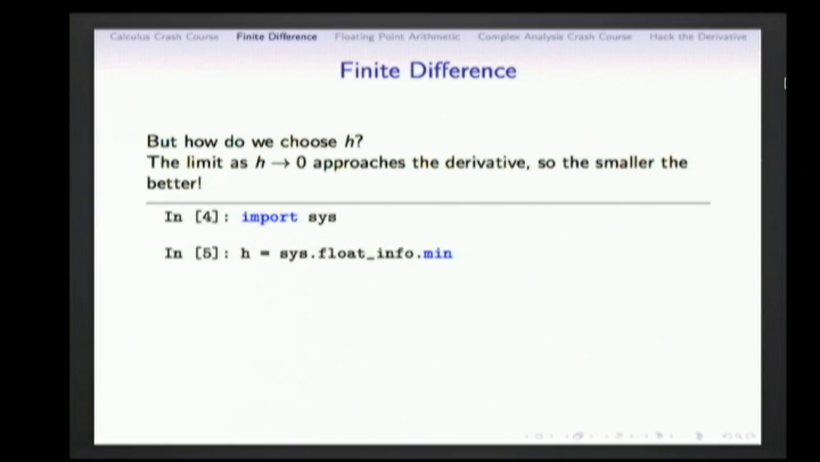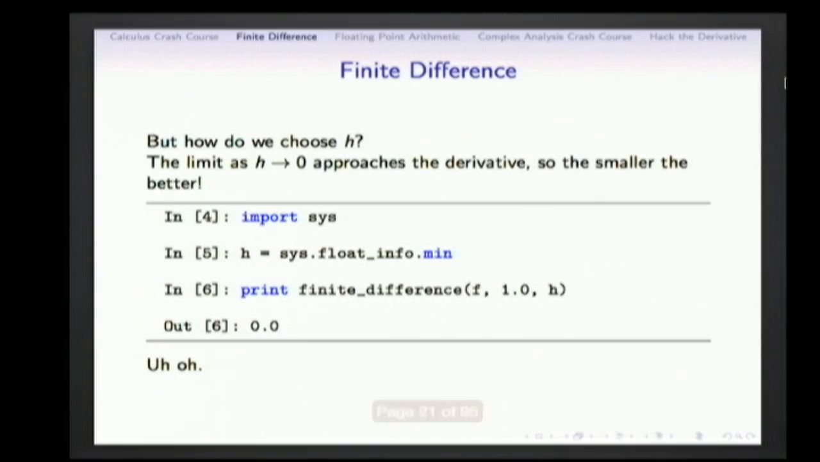Now the question becomes: how do we choose that h? Can we just put in 1 with a few zeros in front of it? We really want a really small h, because the limit is as it approaches 0, so it's going to get better as it gets closer to 0. So maybe we could take the smallest number that we can represent in the computer. In Python, you can get this from sys.float_info, finding the min float that we have. So this doesn't work.